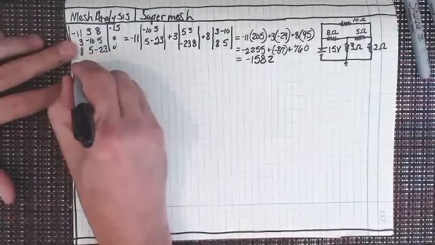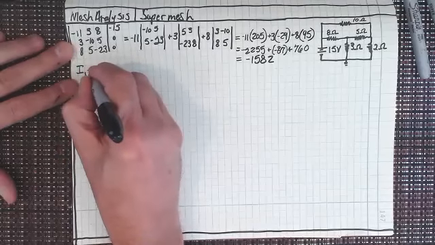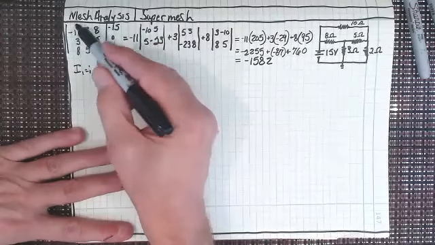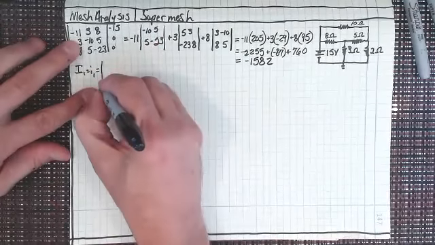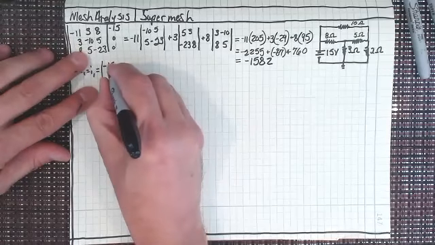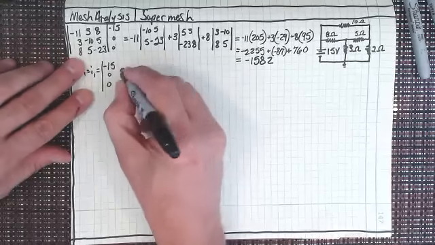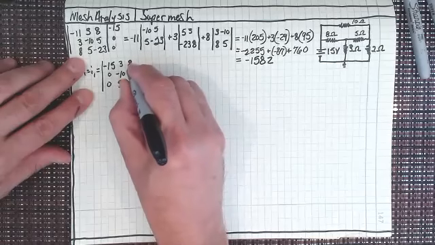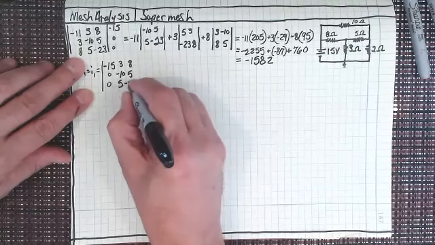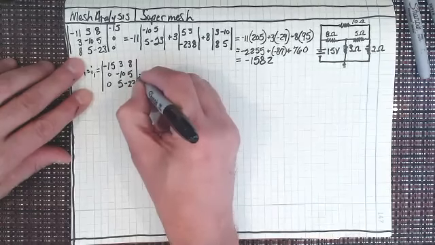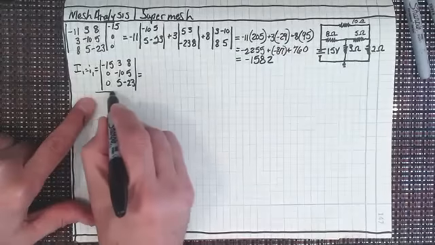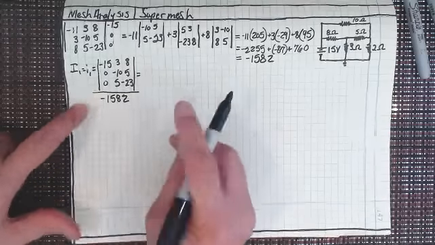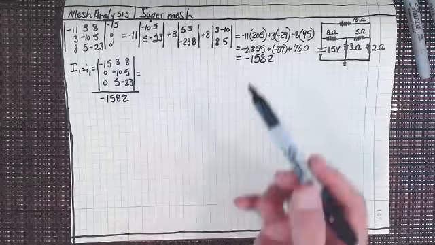So let's say that I wanted to find I1. I think that I actually called it small I1, but you know what I mean. Now I would take the solutions column and I would replace the first column with that. So that would give me the 3x3 matrix minus 15, 0, 0, 3, minus 10, 5, 8, 5, minus 23. Right? So now what we have to do, and of course to find that, we have to put that over our minus 1582 because that was our original 3x3 matrix, right? This is how we do mesh analysis.